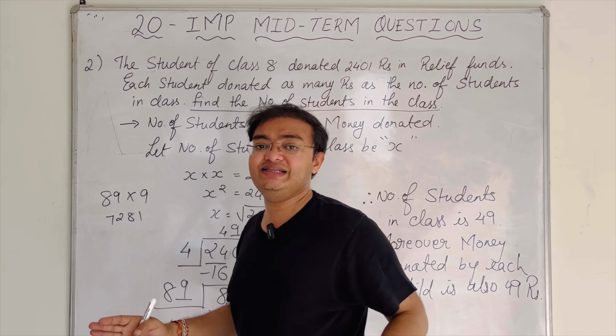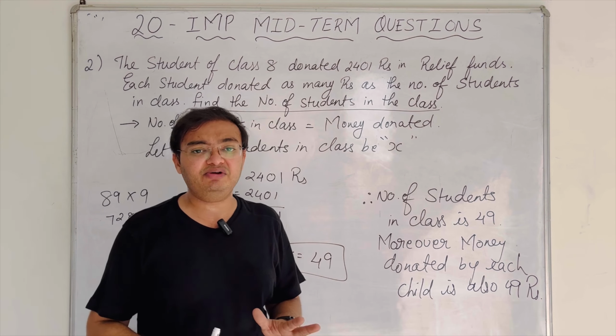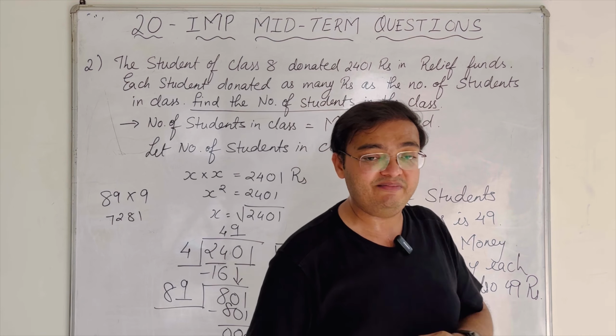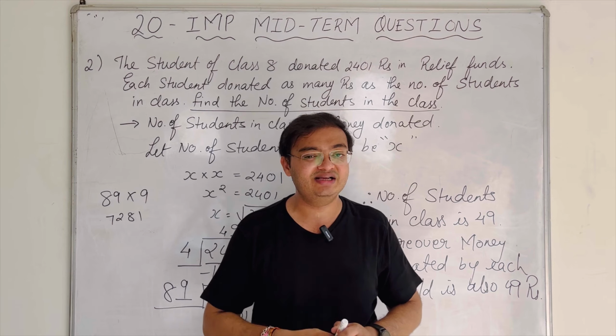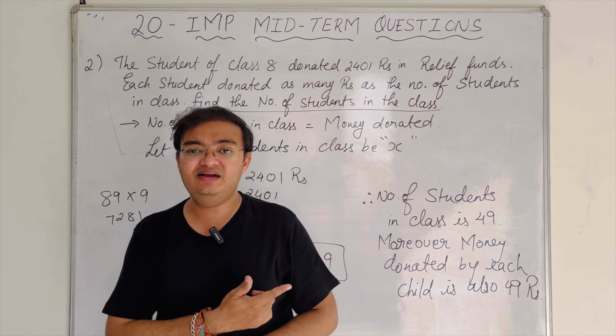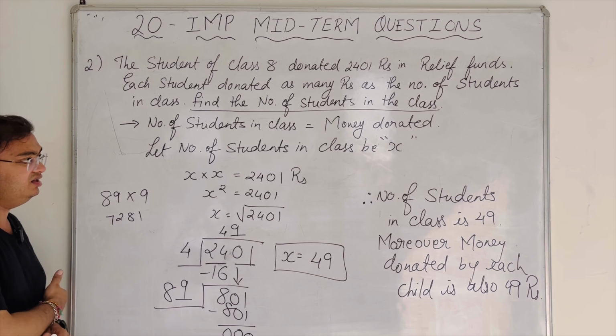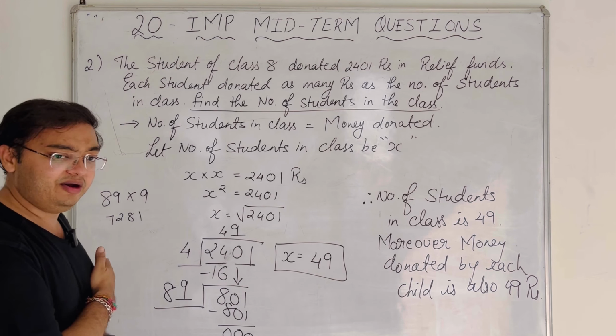That means this is so easy. It is a very easy question for you: however many students are in the class, that many rupees would be donated by each student. So I hope this question is really easy for you. If you want, you can take a screenshot. Surely, I hope you have taken a screenshot.